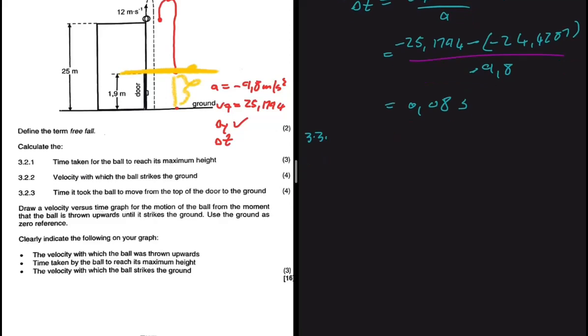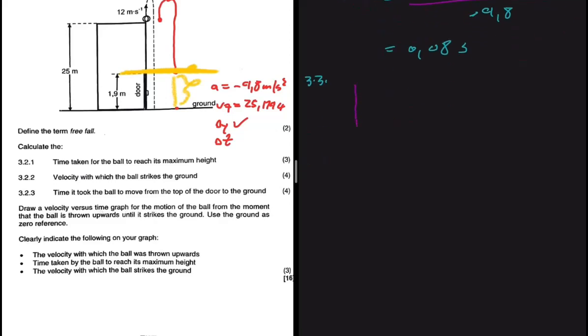So let's just have our set of axes first. I'm just gonna do them freehand, right? So we're just trying to get this over and done with. So we have V here in meters per second, and then we have the time in seconds, right? So we're taking the ground as our 0 reference. Okay, fine.